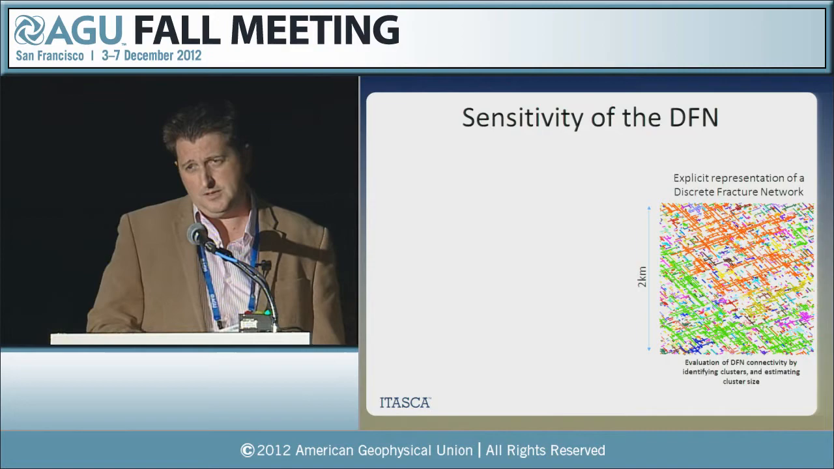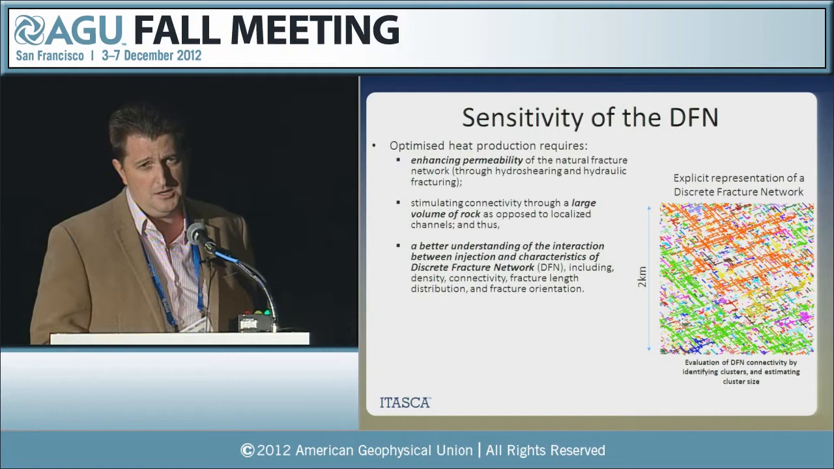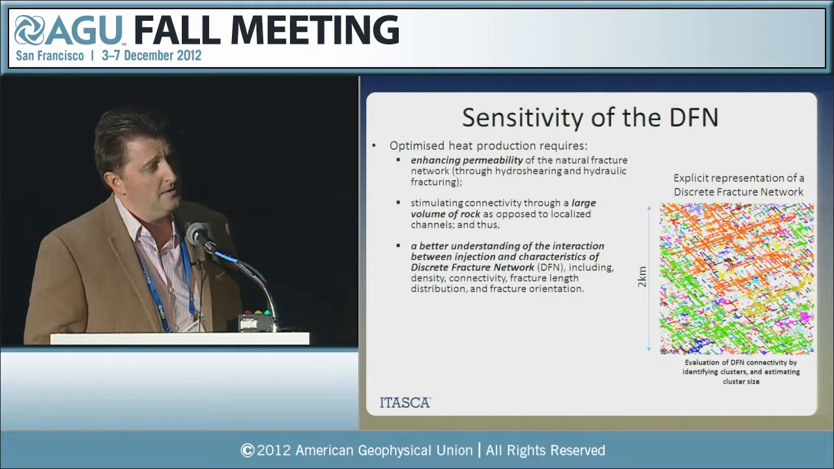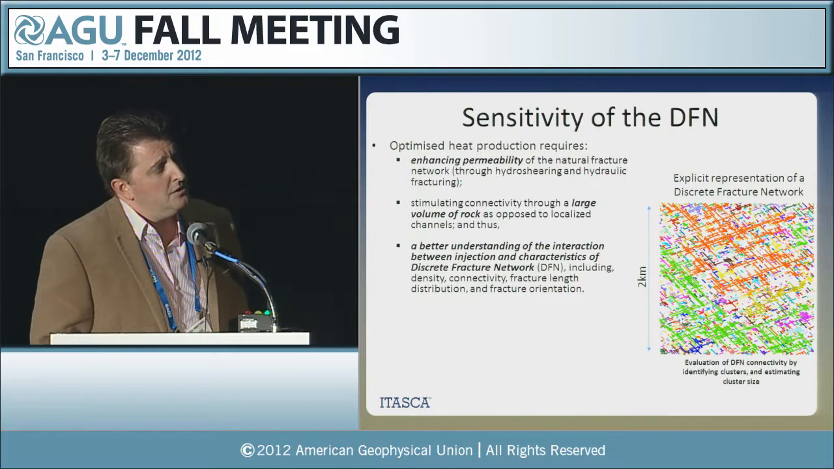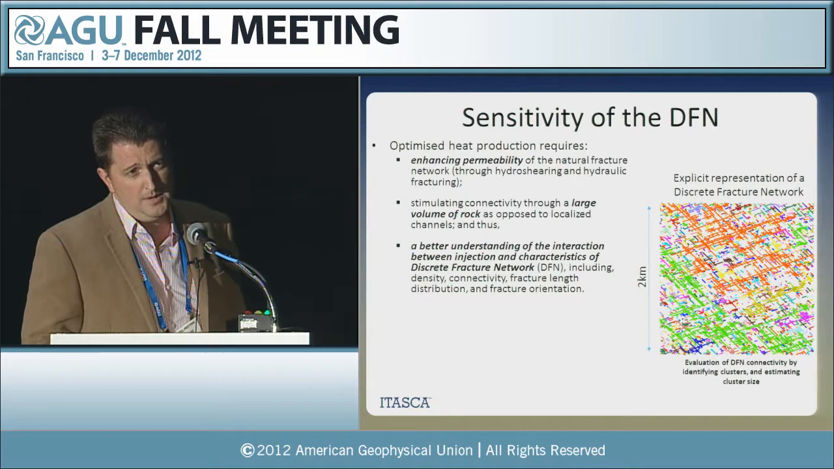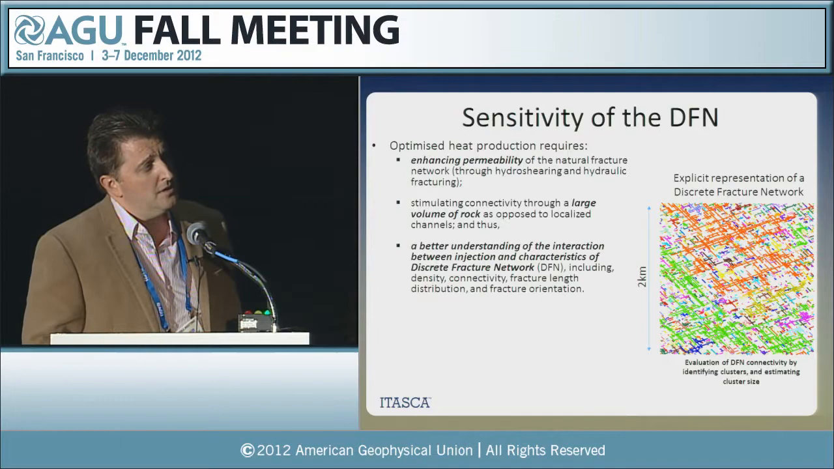So first, I'm going to give you a summary of some of the initial studies that we've done in this project. The first thing is the sensitivity of the discrete fracture network. We know that the DFN is a major player in the efficiency of EGS. For optimized heat production, we need to enhance permeability of the fracture network, and this is usually done through hydroshearing and hydraulic fracturing. We need to stimulate connectivity over a large volume of rock so that the heat is pulled out of this rock mass effectively. To do this, we need to better understand the interaction between the fluid injection and the characteristics of the discrete fracture network, including its density, lengths, orientations, etc. And I'm going to give you three examples of results from this study.